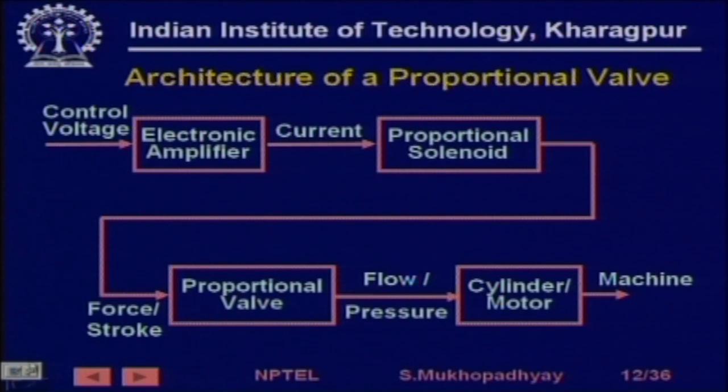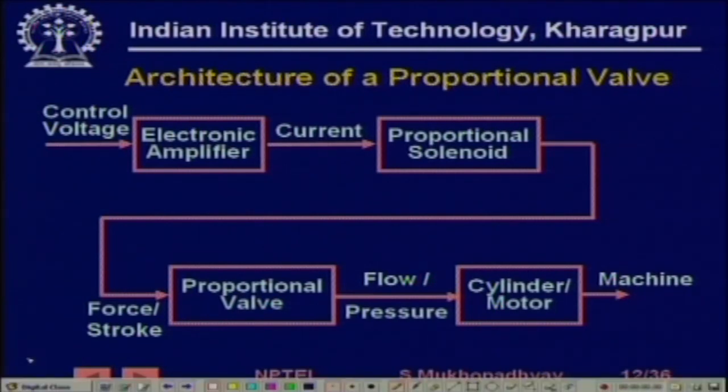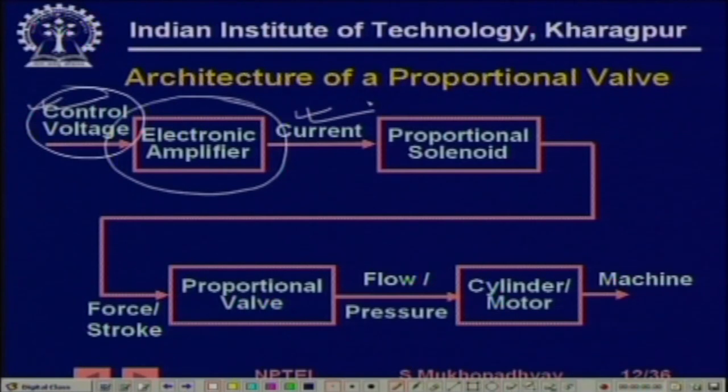A typical proportional valve will have these elements. It is operated by a control voltage, which can be given manually or which can come from a computer. Then there is usually a set of electronic circuits which do various kinds of things: filtering, amplification, and, if part of it is digital, digital to analog conversion. The main thing is that it must add some power. That is, there will be a servo amplifier and a voltage to current converter. So finally, from this control voltage, which does not have any power, you are going to drive some current.